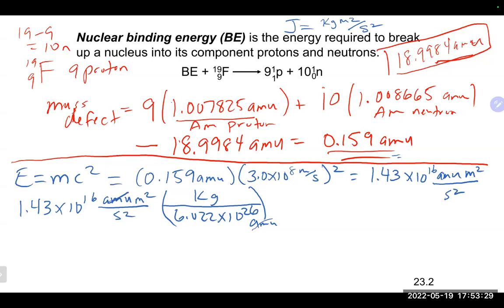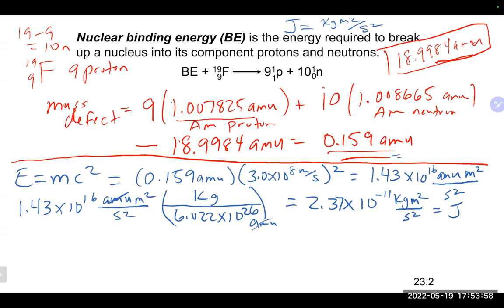And if we take that number and divide it by that, gets us 2.377 times 10 to the minus 11 kilograms meter squared per second squared, which is the same thing as a joule. So basically that would be the energy in joules. Any questions on that there?